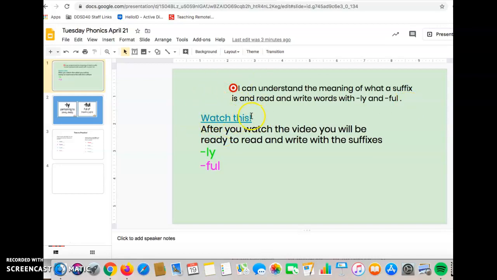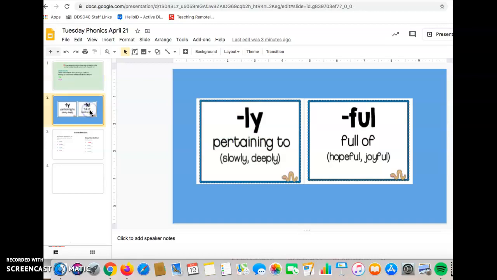This video will explain a little bit more about what a suffix is and give you some examples with words and specifically with the suffixes ly and full. After you watch the video, you will be ready to read and write with the suffixes ly and full. After you're done with that, you go to the next slide.